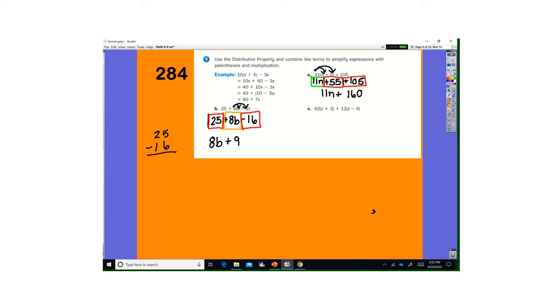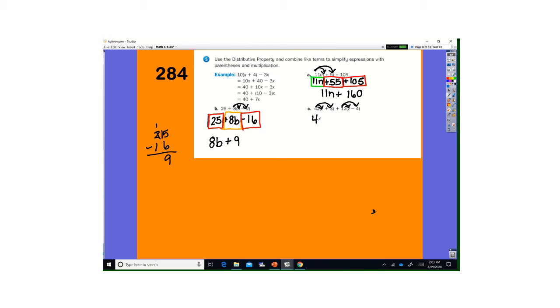We can't take 5 minus 6, so we borrow. 15 minus 6 gives us 9. Okay? Doesn't matter which way that you do it. I want you to try letter C on your own and then check to make sure that you're doing it correctly. So I have two things here that I'm going to distribute.